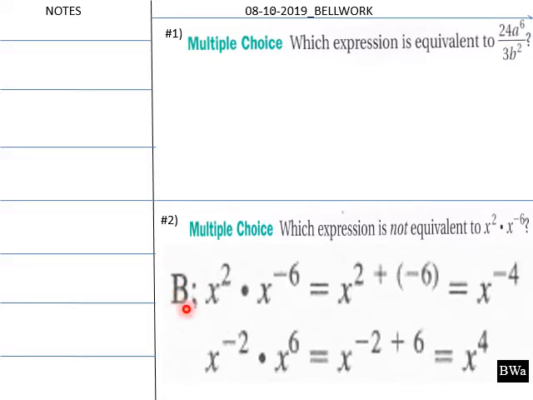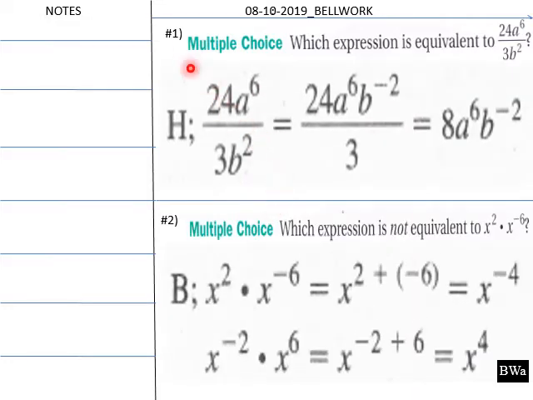For number 2, B would be the expression that is not equivalent to x squared times x to the negative 6. X squared times x to the negative 6, that'd be x to the negative 4th. So x to the negative 2 times x to the 6 would be x to the 4th power here. So it would not be x to the negative 4th, it would be x to the 4th power.